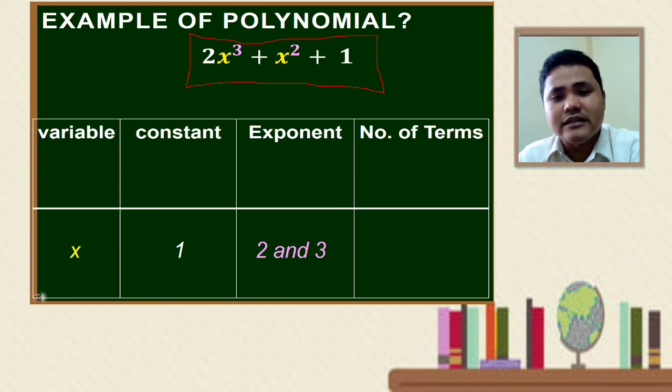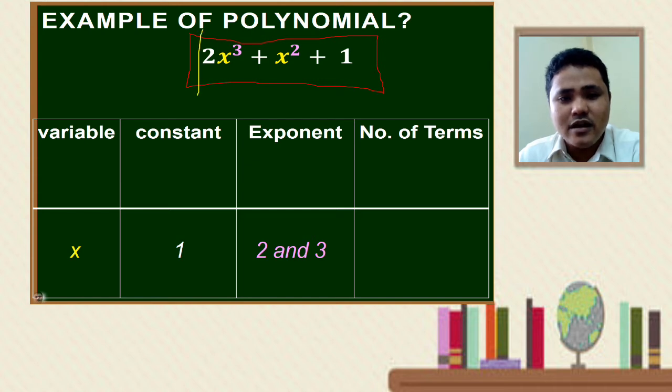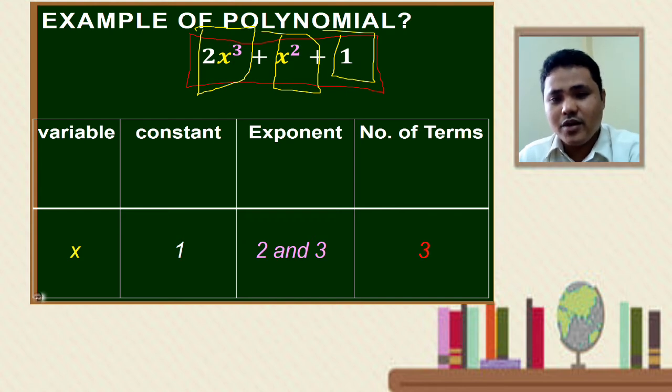Check. Then lastly, we have to identify the number of terms. We observe that expressions are separated by plus and minus. So this is our first term, this is our second term, and this is our third term. How many terms do we have? 1, 2, 3. So we have 3 as the number of terms.